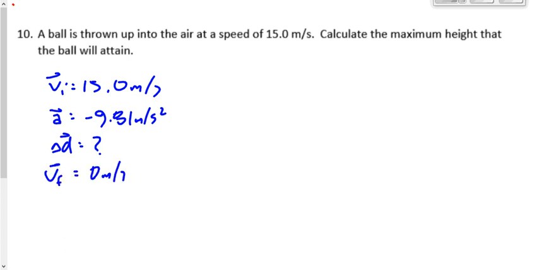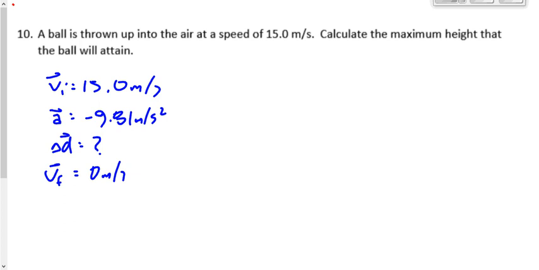Yes. Now, some of you are like, VF 0? No, it's not. Like, it goes up and comes back down, right? It's not 0 when it hits the ground. We're not analyzing the whole trip up and down. We're analyzing the trip up. As this ball goes up into the air, what happens to it? It slows down, slows down, slows down, and stops. And then speeds up, speeds up. We're only analyzing the trip up. If we're only analyzing the trip up, then VF would be 0.